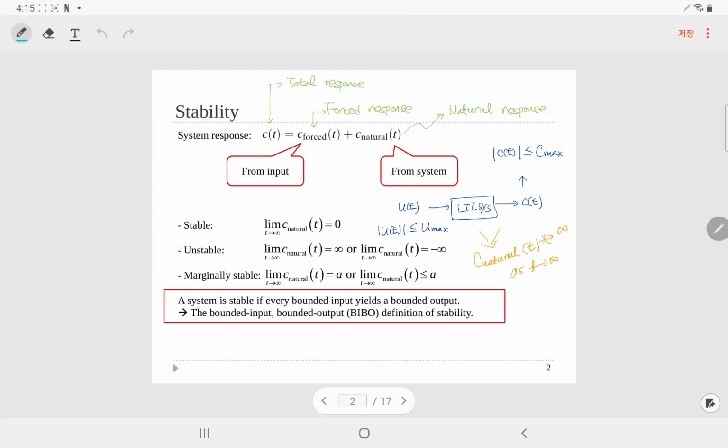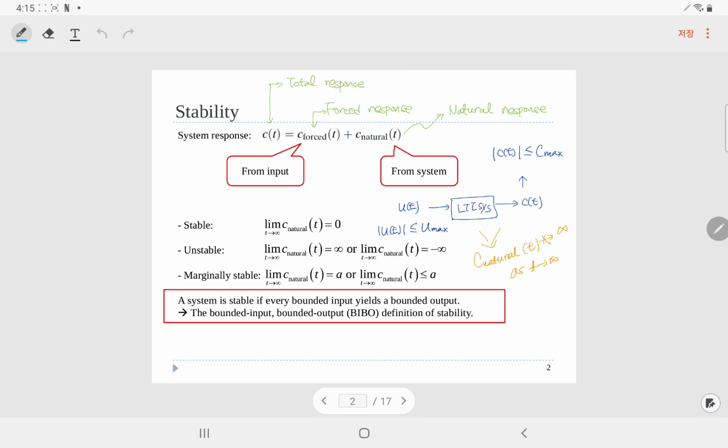Therefore, we can define the system stability like this. This is the definition of stability of an LTI system. A system is stable if every bounded input yields a bounded output. Sometimes this statement is called the bounded input, bounded output, BIBO definition of stability of an LTI system.